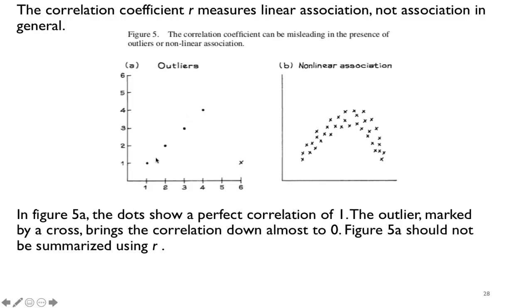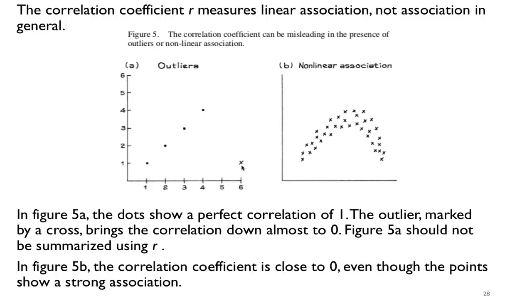As in the first example, without the outlier, the correlation coefficient is close to 1, but with the outlier, the correlation coefficient is 0. So that's why we shouldn't use the correlation coefficient for all data sets. In this example, the correlation coefficient is almost 0, but we see that there is an association, but not a linear one.